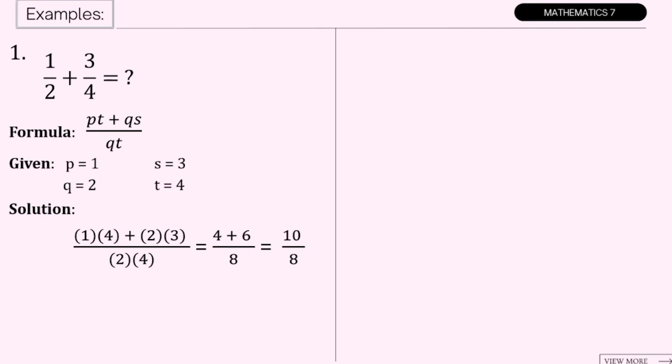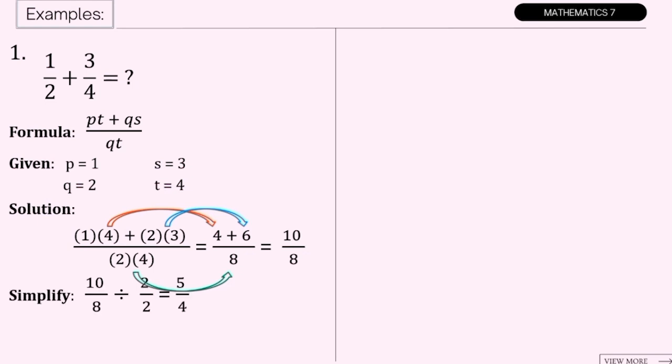Then multiply 1 times 4 is equal to 4, plus 2 times 3 is equal to 6, over 2 times 4 is equal to 8. Then add 4 plus 6 is equal to 10. Then copy the denominator 8. Then simplify 10 over 8 by dividing both by 2. So 10 divided by 2 is equal to 5 and 8 divided by 2 is equal to 4. Therefore, 1/2 plus 3/4 is equal to 10 over 8 or 5/4.